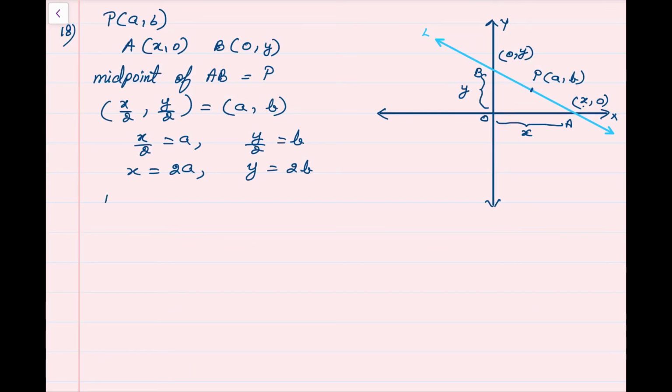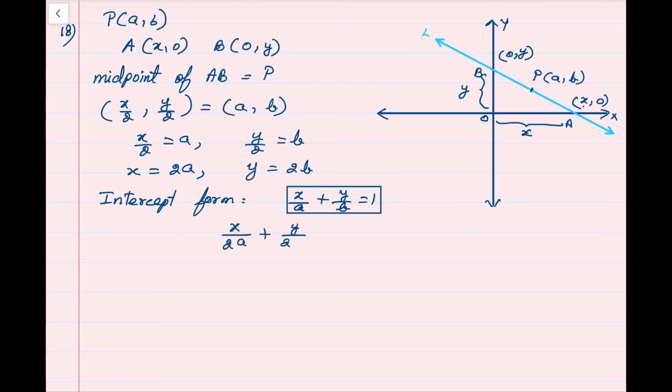So we will use the intercept form of a straight line. x by a plus y by b is equal to 1 is the formula, where a and b are the x and y intercepts. But in this question, the intercepts are 2a and 2b, which are x and y. Multiply the whole equation by 2. Therefore, the equation is x divided by a plus y divided by b is equal to 2.